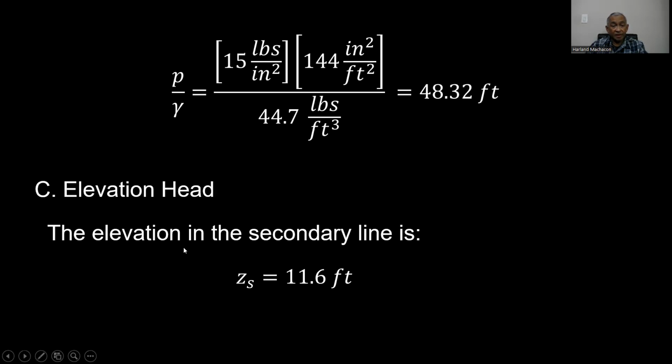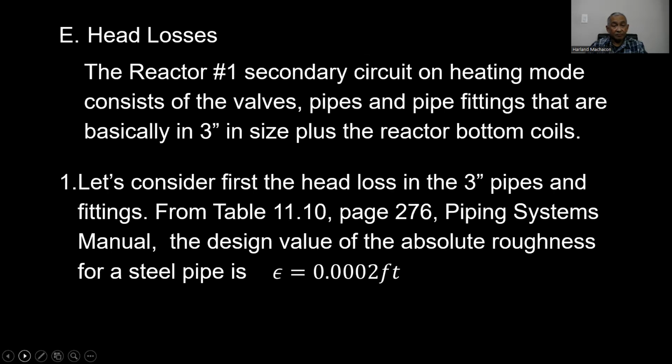For the elevation head, we have 11.6 feet as measured. Let us go now to head losses. For reactor number 1, the secondary circuit on the heating mode consists of valves, pipes, and fittings that are basically 3-inch in size, plus the reactor bottom coils. Let us first consider the head loss in the 3-inch pipes and fittings.